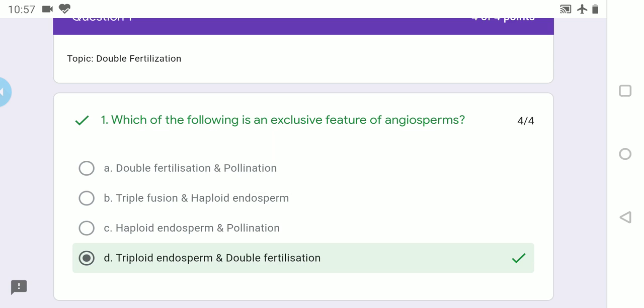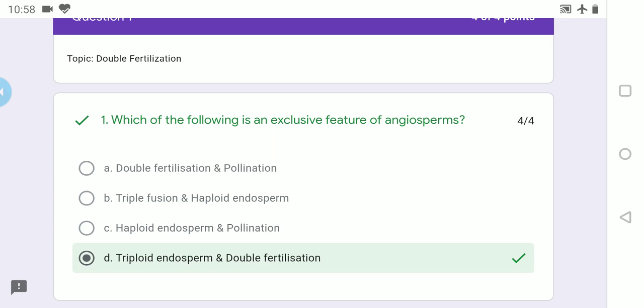Then what about the other one? The other male gamete n fuses with the secondary nucleus 2n in the central cell to form a triploid primary endosperm nucleus, that is PEN. As this involves the fusion of three haploid nuclei, it is termed triple fusion. Got it? Now you can identify the right answer: triploid endosperm, that is PEN. The whole process of fertilization involves both syngamy and triple fusion, so that's why it is also known as double fertilization.